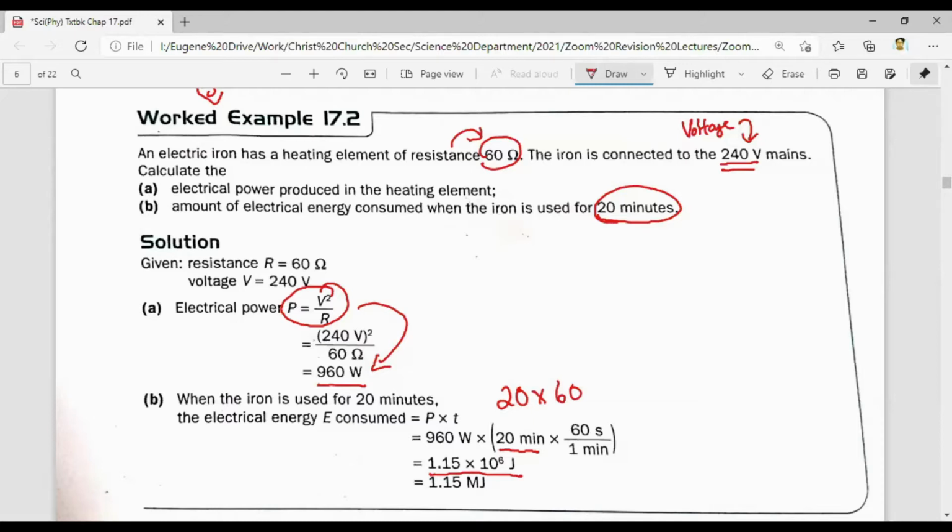Now, can you imagine the electrical energy used by the iron when it is being used for 20 minutes is this big number? Can you imagine the electrical bills, that you're always going to see in such a big number? It's not practical at all.